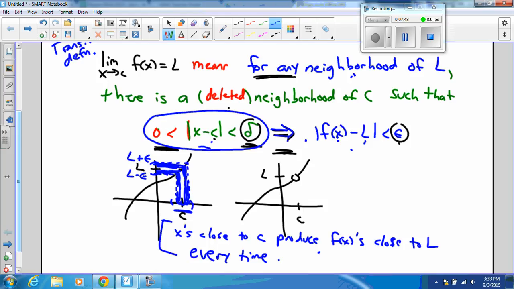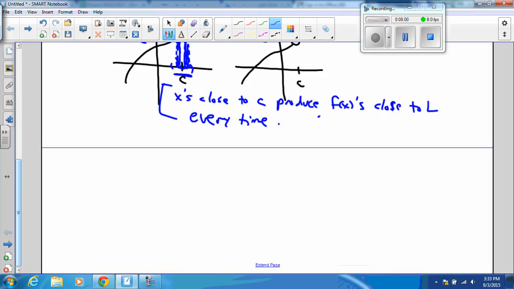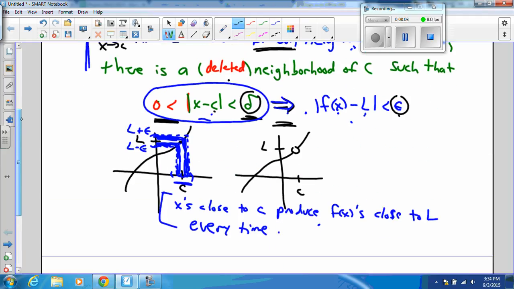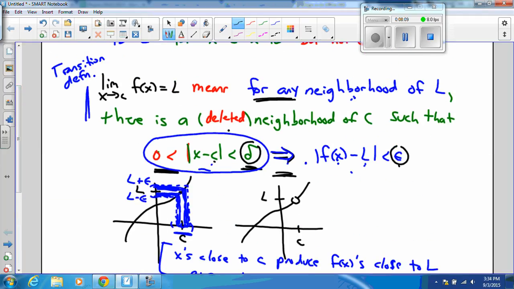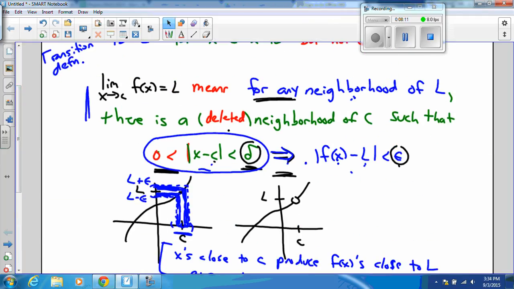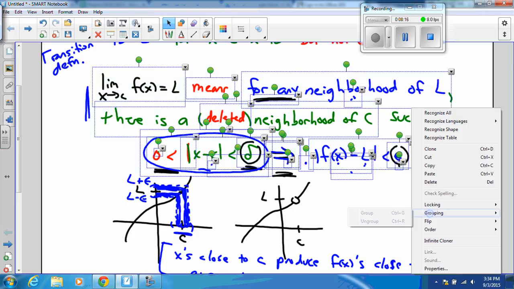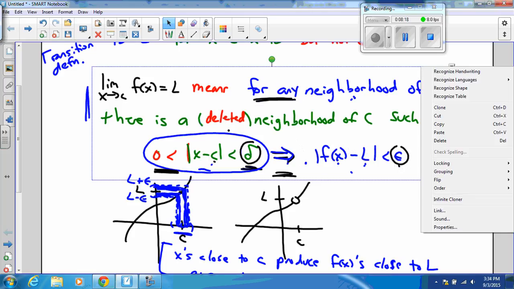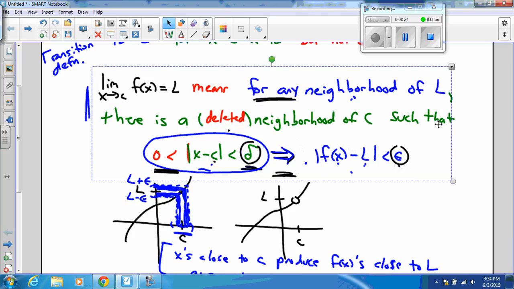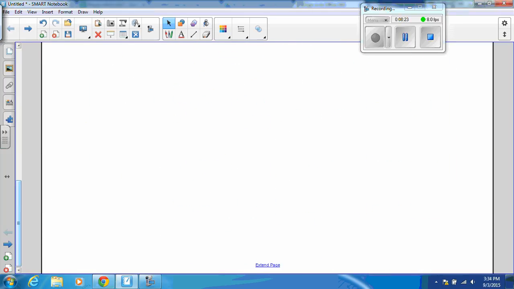Okay. Now, let's take the plunge and take our neighborhood language and fully symbolize that. I want to copy the transition definition down so that we have enough space to read it. Here's our transition definition. Copy it. And go to the next page here.